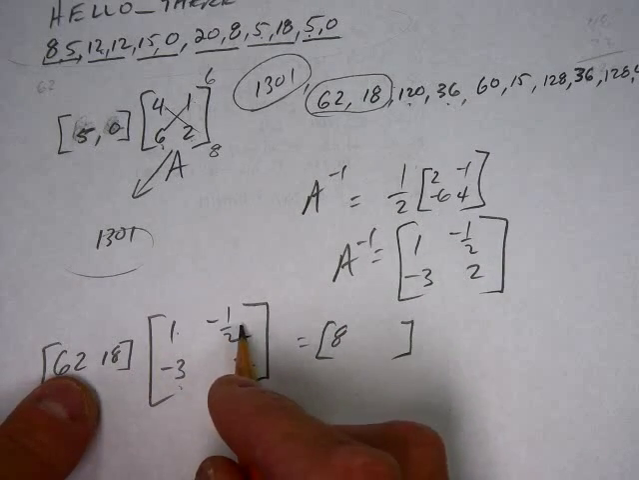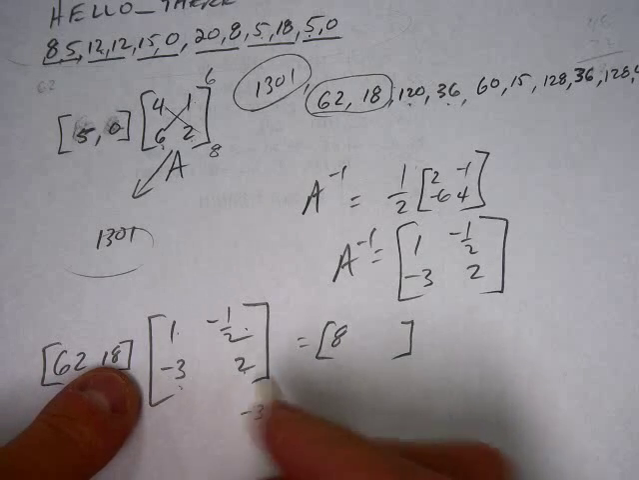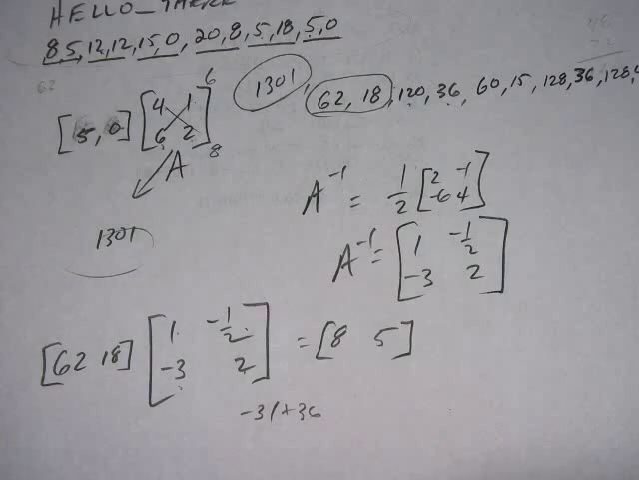And then I've got negative 1 half on here, so that's negative 31. And 36 gives me 5. Does that 8, 5 look familiar? Yeah, that's what we started with. Yay! Okay.